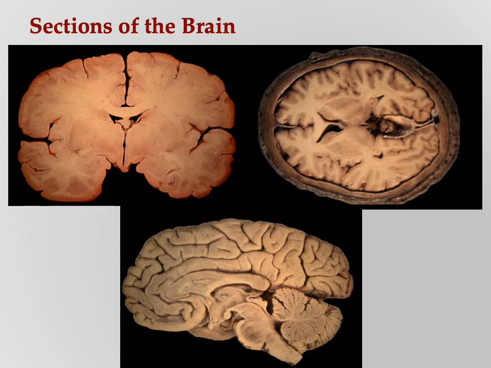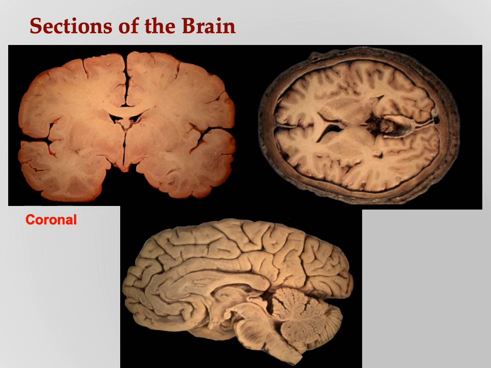Here are three sections of the brain, all right? See if you can figure out which one of these is coronal or frontal, which one is transverse or horizontal, and which one is sagittal. In this case, it's actually mid-sagittal. So what about that one on the top left? What kind of a plane made that cut? Yeah, that's a coronal plane.